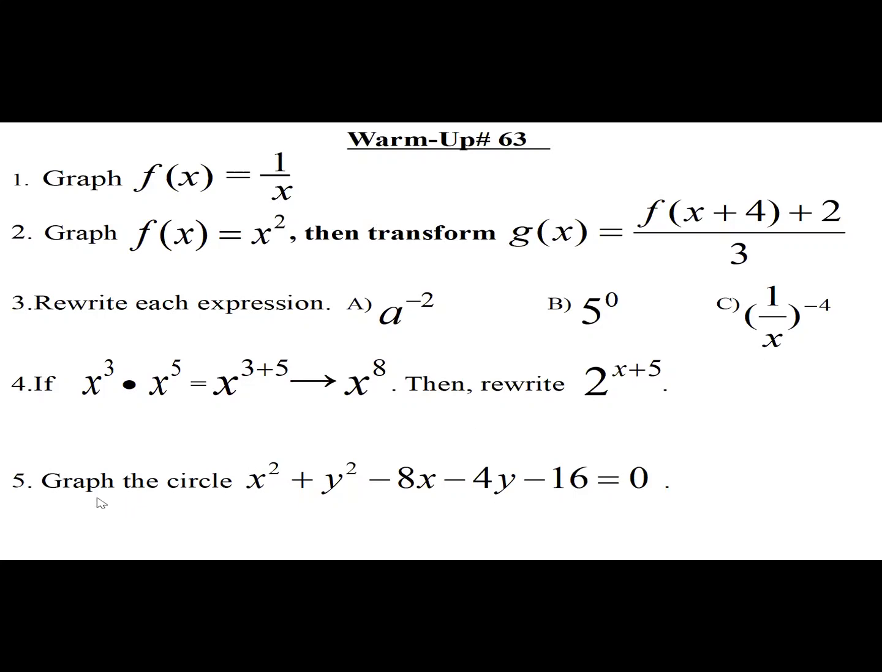And number 5, it says graph the circle x squared plus y squared minus 8x minus 4y minus 16 equal to 0. So by now you guys should be able to do numbers 1 and 2. It's basically what we've been doing for the past month almost. And number 5 is a refreshing of what we did with circles. And numbers 3 and 4 are basically just rules of exponents. Let's see how much you guys remember of rules of exponents, okay? But I'll go over those in a little bit. So I'll give you guys a couple more minutes and then I'll go over this really quick.